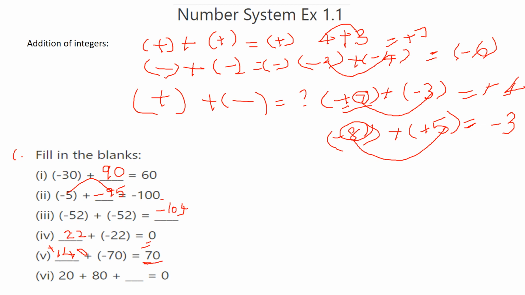20 plus 80: first we have to add these numbers. 20 plus 80, 100. 100 plus which number? What is the additive inverse of 100? Minus 100. Therefore 100 minus 100 equals 0. Therefore the answer is minus 100.